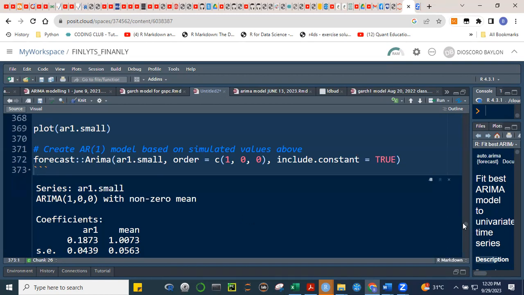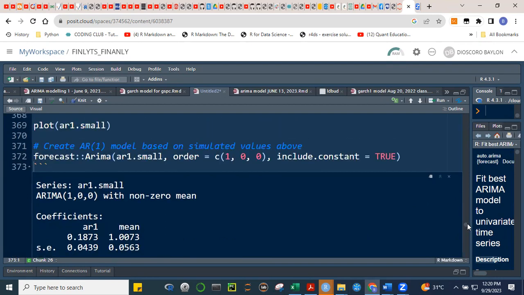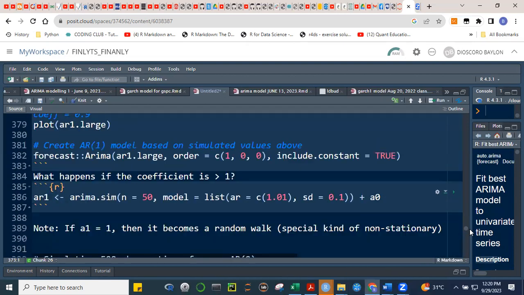The AR1 component is 0.18. The mean is 1.00. The mean is close, but the AR1 component is quite far. Okay? Why is this so, class? What do you think is the reason? Our model is AR1, what we simulated is AR1, but the arima result gives 0.18. Why do you think there was a discrepancy?